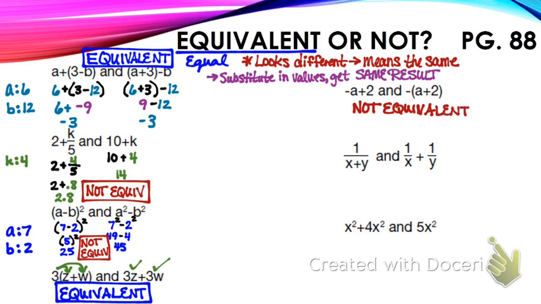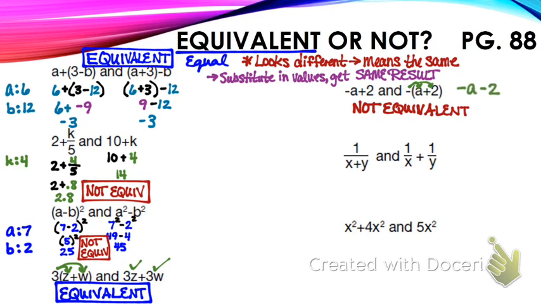If I apply the exact same distributive property that just worked on the last problem, I would take that negative and distribute it to both pieces. I'd have negative a minus 2, and the other one is negative a plus 2. Not going to be the same.